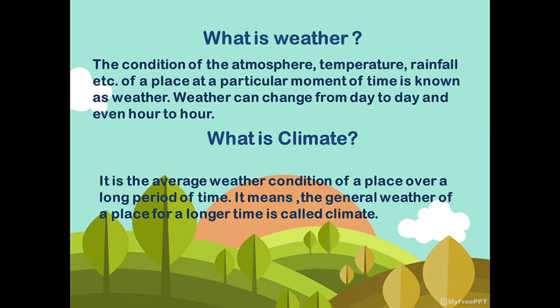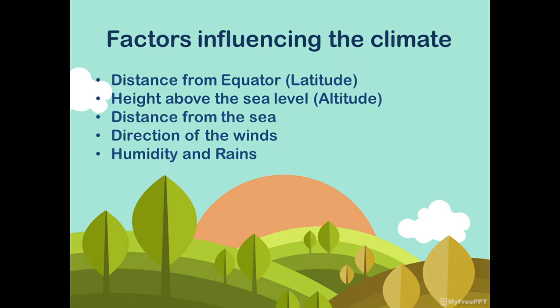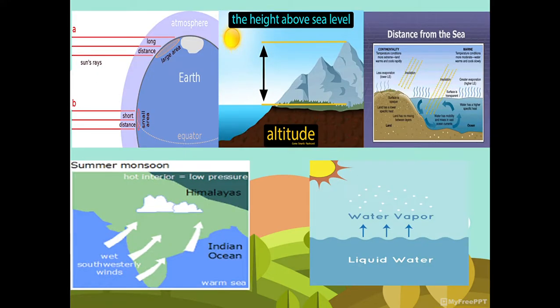There are different factors that determine the climate of a place. They are distance from the equator or latitude, height above the sea level or altitude, distance from the sea, direction of the winds, humidity and rains. Now, let us discuss the distance from the equator or latitude.